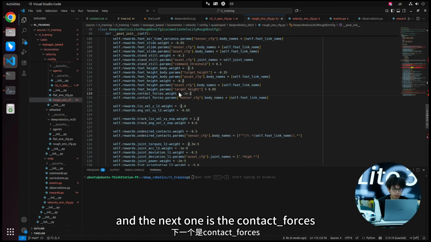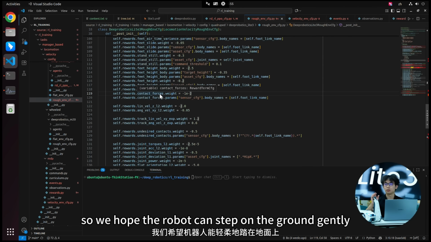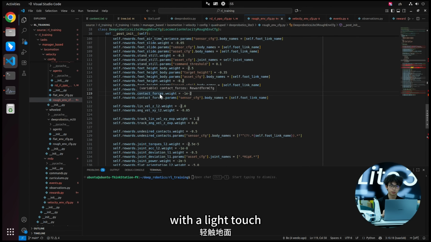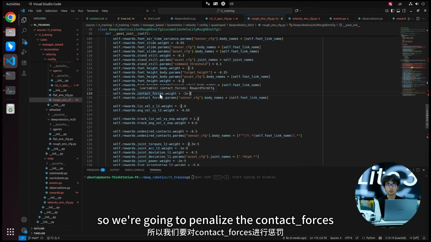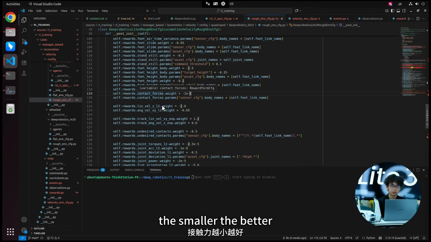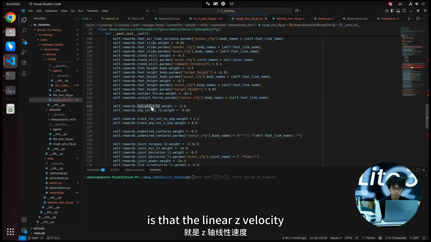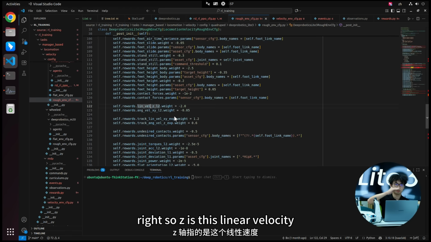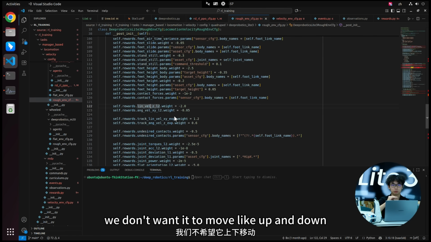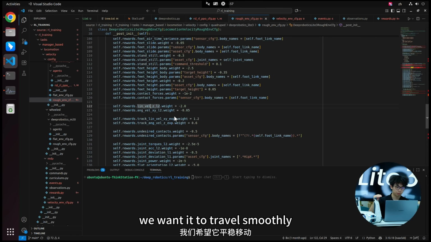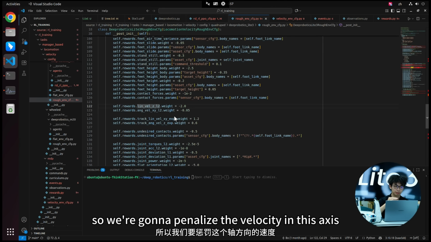And the next one is the contact forces. We hope the robot can step on the ground gently with a light touch, so we're going to penalize the contact forces. The smaller, the better. There's another term I want to introduce here, which is the linear z velocity, right? We don't want it to move up and down. We want it to travel smoothly. So we're going to penalize the velocity in this axis.